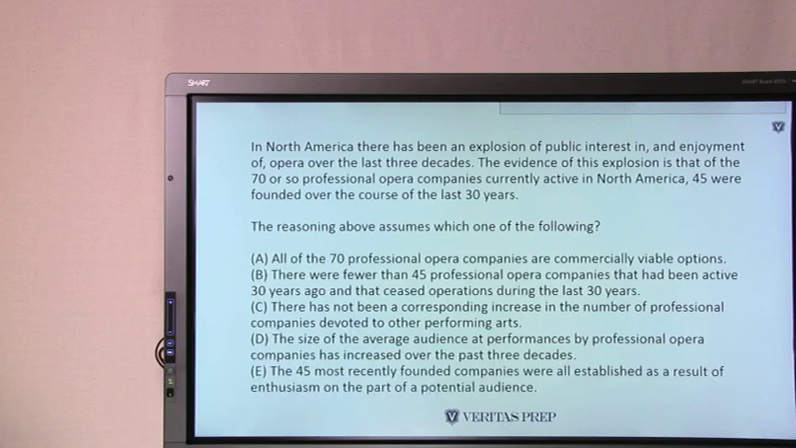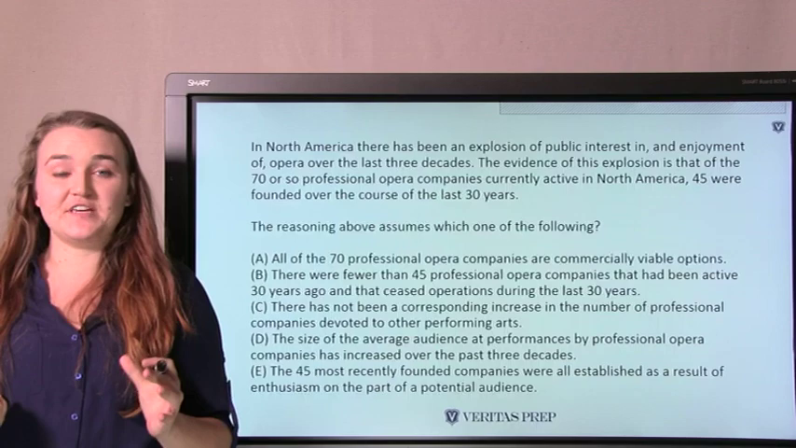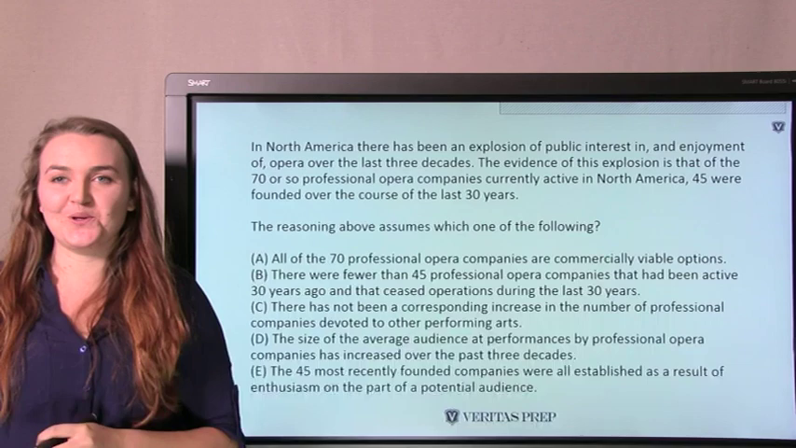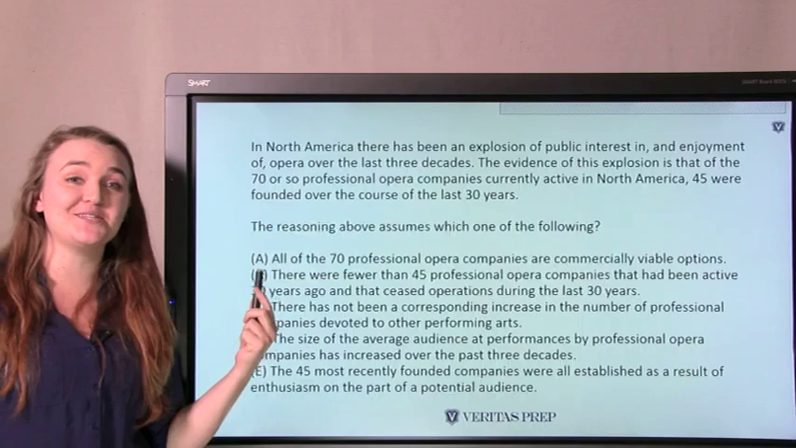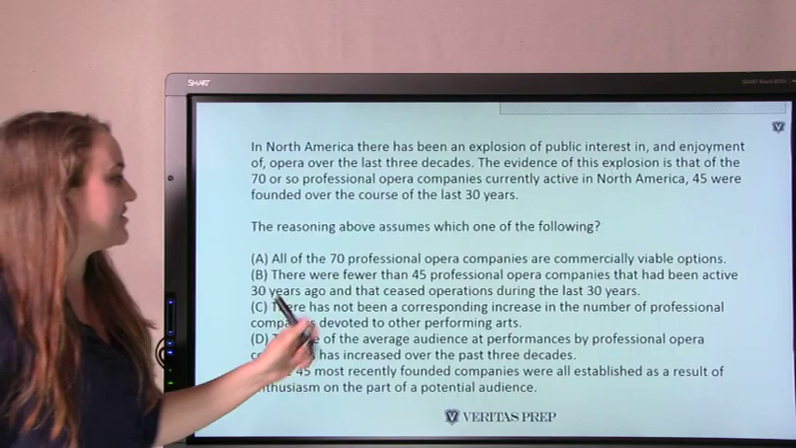All right, folks, I'm going to hop back on screen and we're going to chat about this one again. By all means, whether you choose to submit in the poll or not, let's hold off on the responses in the chat for the time being. I want to make sure I'm not giving this away for the rest of us. So let's run through this. I have: the reasoning above assumes which of the following. So once again, we know we're looking at an assumption question.